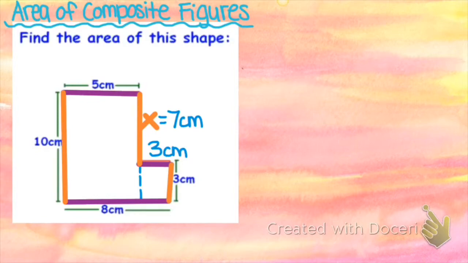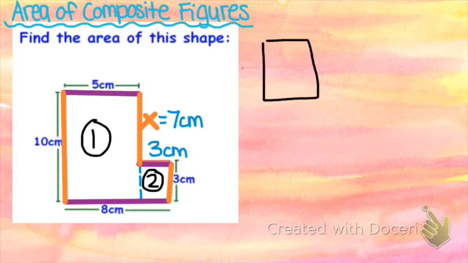So what I'm actually going to do is label these rectangles with numbers. I'm going to call this shape 1, and I'm going to call this shape 2. And over here, I'm going to draw them separately so I can take a look at what I can see. I know this has a length of 5 centimeters, and I have a length of 10 centimeters. To find area of a rectangle, you need the formula base times height.